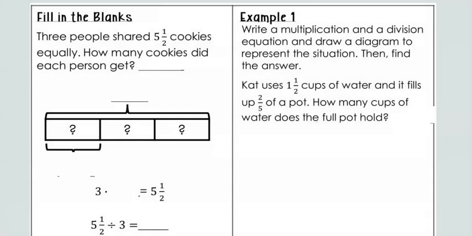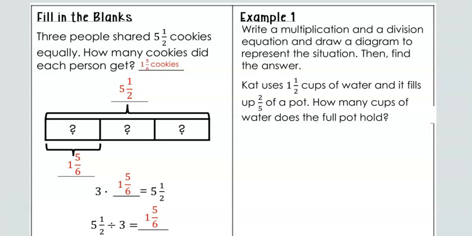Fill in the blanks. 3 people shared 5.5 cookies equally. How many cookies did each person get? The total is 5.5 cookies equally. Each section is 1 5/6. 3 times 1 5/6 is 5 1/2. So each person gets 1 5/6.